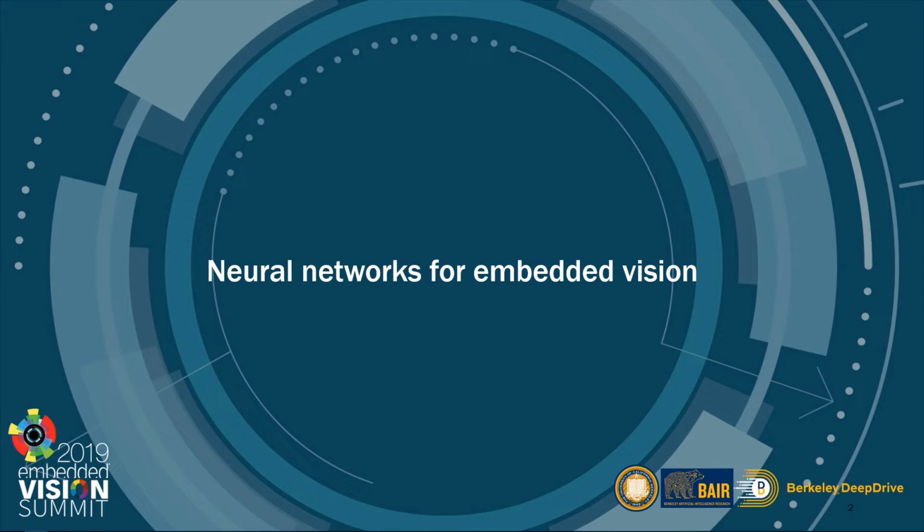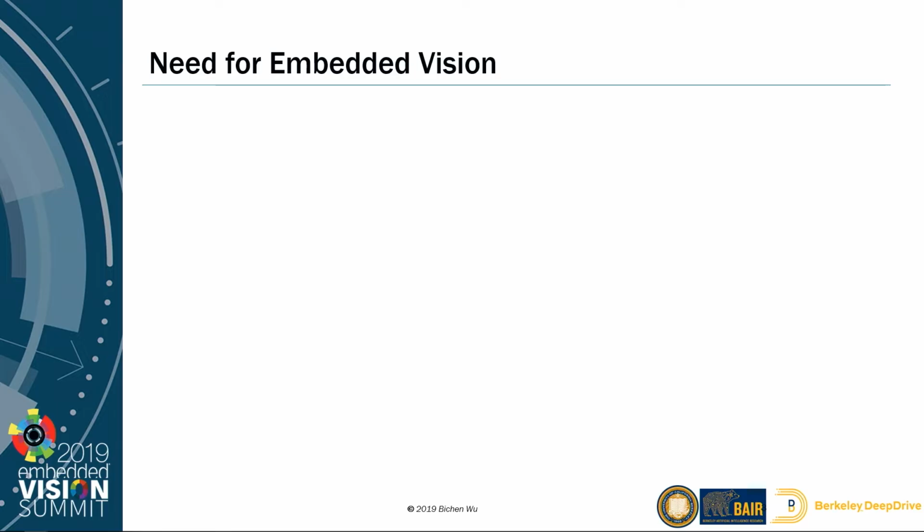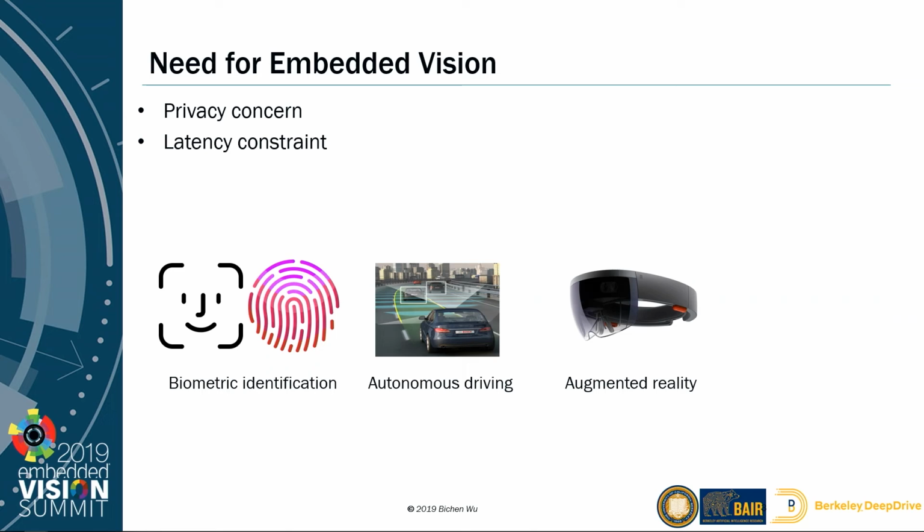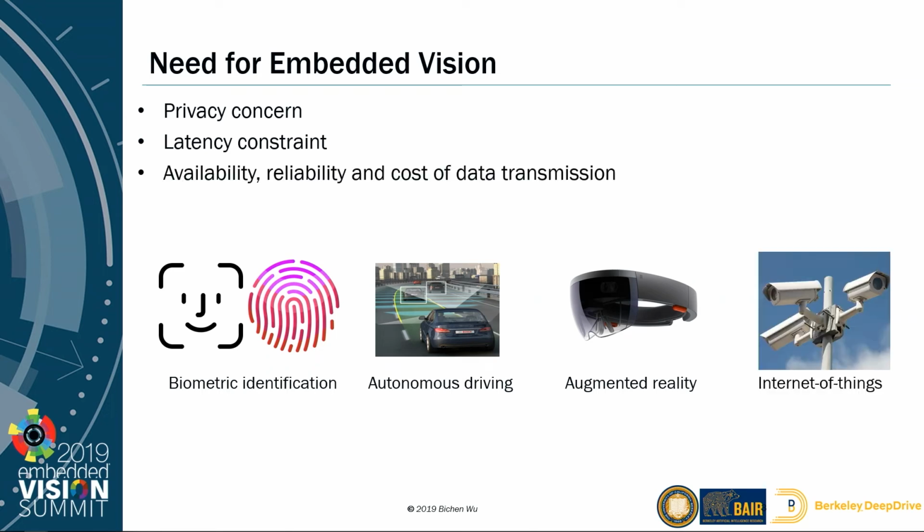I think I don't have to convince you about the importance of neural networks for embedded vision. We want to run neural networks locally and use them for embedded vision applications because we have so many privacy concerns, we have so many latency constraints, and sometimes we just don't want to afford the cost to put all the data to the cloud and do the computation and send them back. And all of those are relying on deep neural networks.